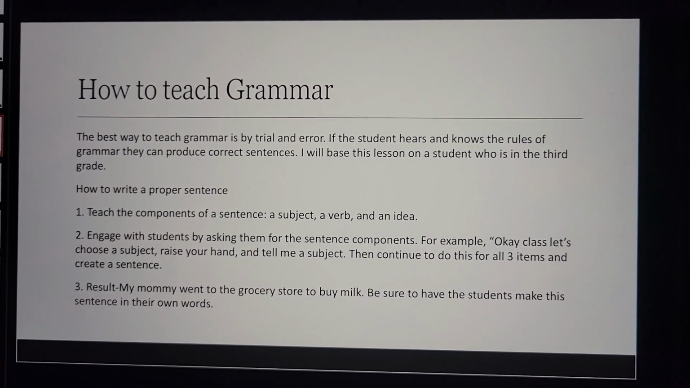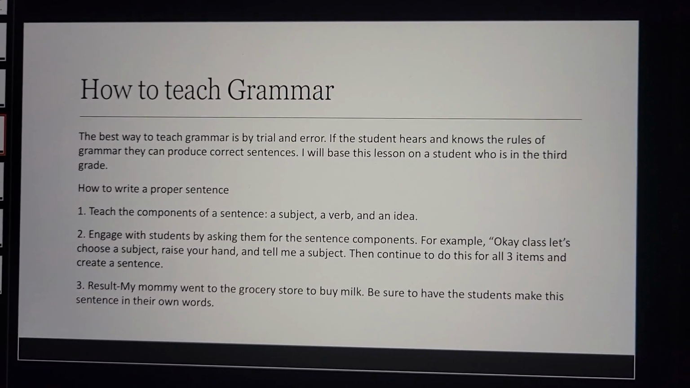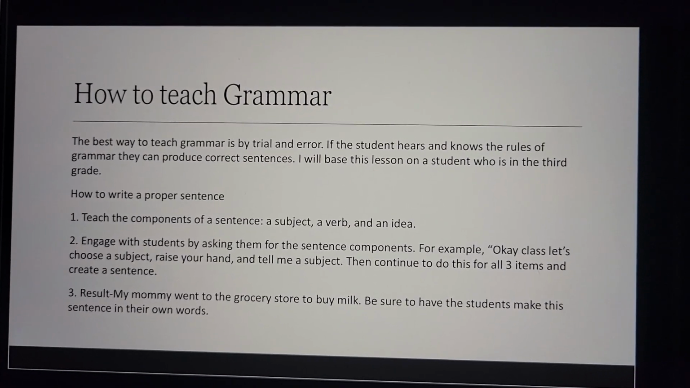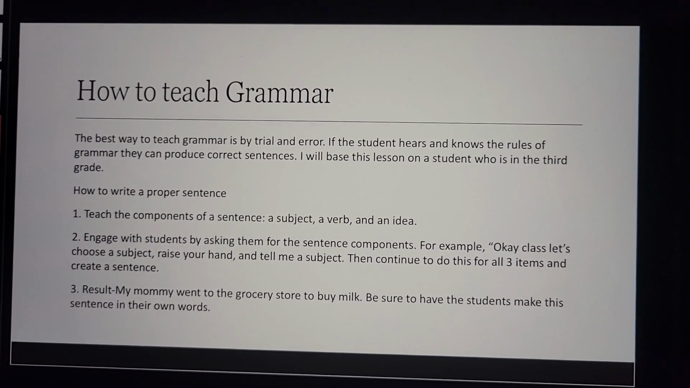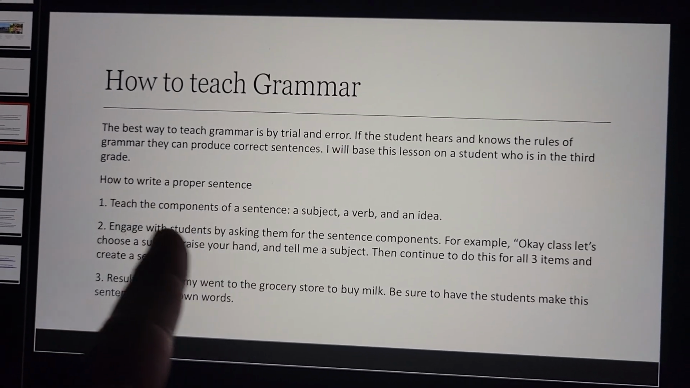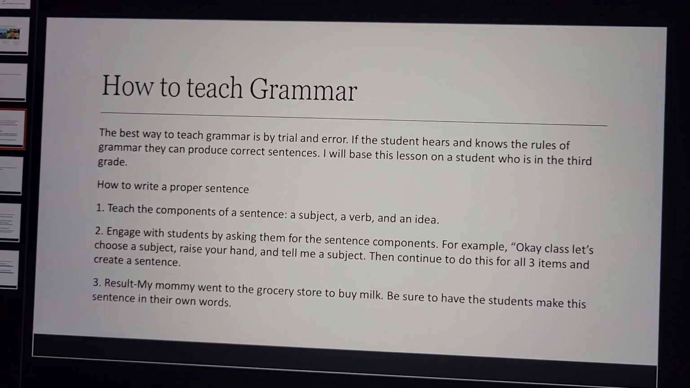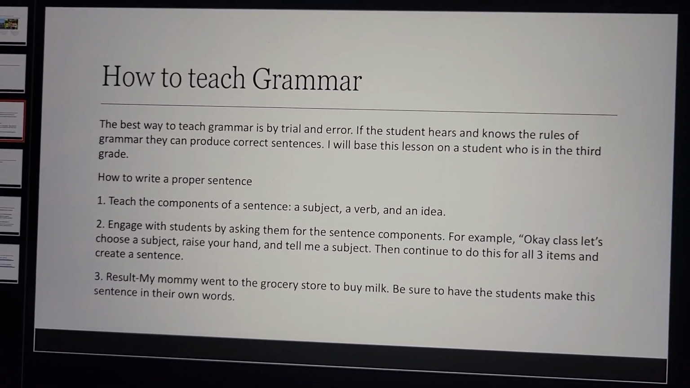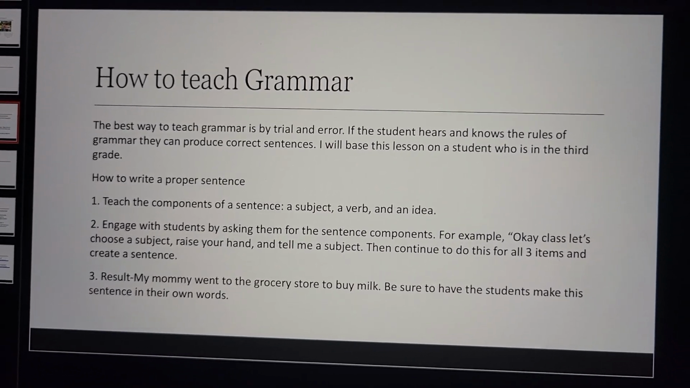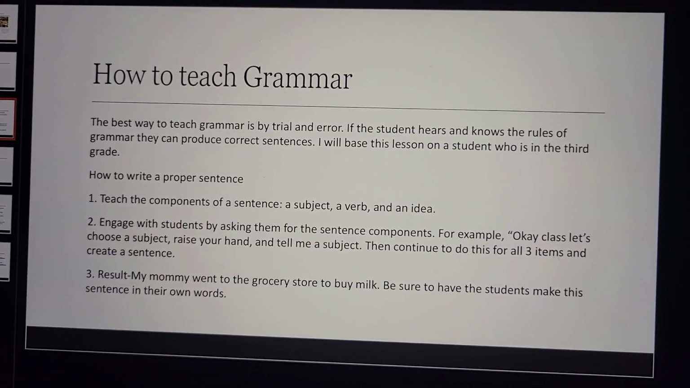I will base this lesson on a student who is in the 3rd grade. So I picked an activity for a teacher to do where the teacher builds the sentences based off of step number 1. Teach the components of a sentence, a subject, a verb, and an idea. So, number 2 is engage with students by asking them for sentence components. For example, okay, class, let's choose a subject. Raise your hand and tell me a subject.